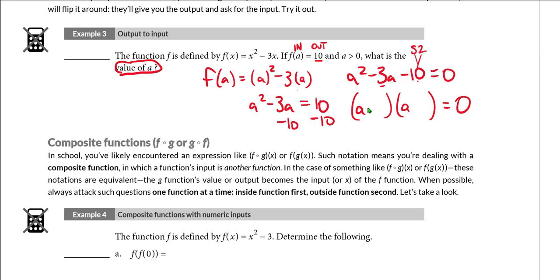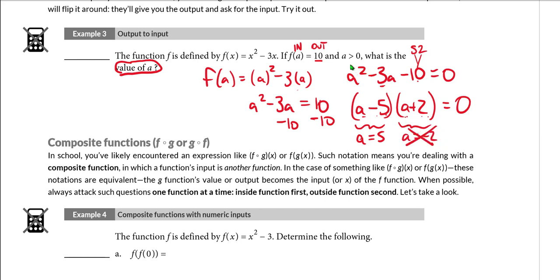But what do I need? I need a negative 5 and a positive 2. Will that do it? a squared positive 2a minus 5a minus 10. Yes, I'm just FOILing that back through to make sure I've gotten what I need. So a minus 5 times a plus 2 equals 0. Remember, by the zero product property, one of these two factors is going to have to equal 0. What value of a will make this factor equal to 0? It will be 5. What value of a will make this factor equal to 0? It will be negative 2.